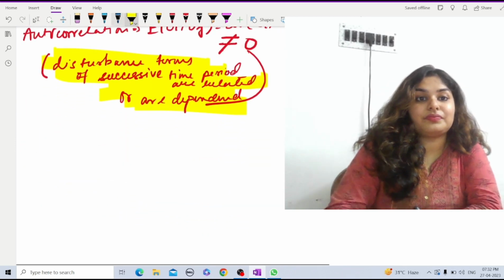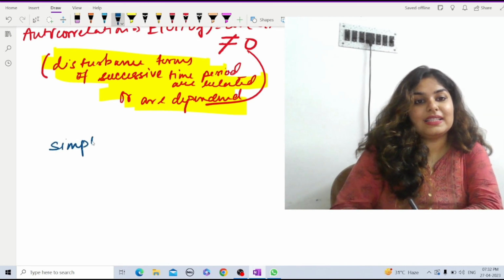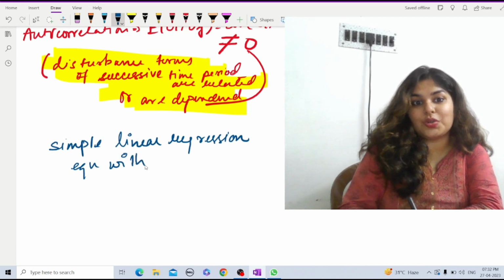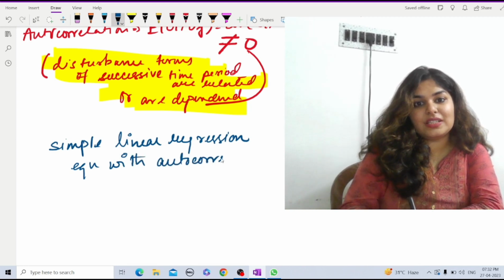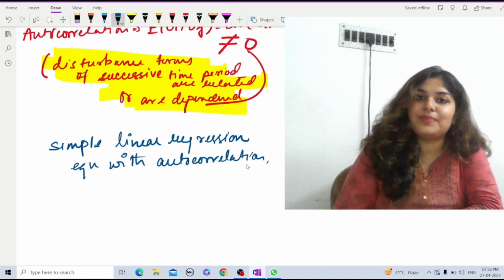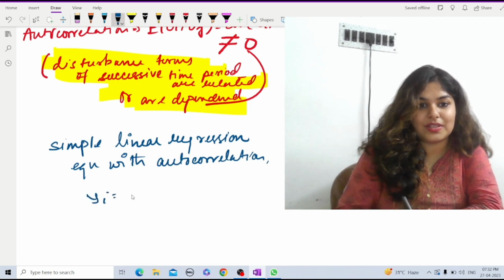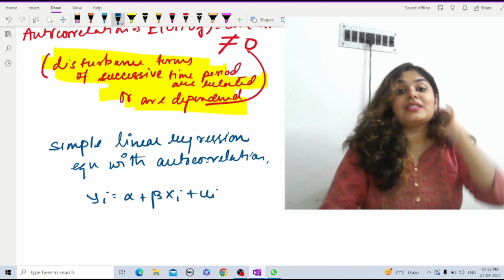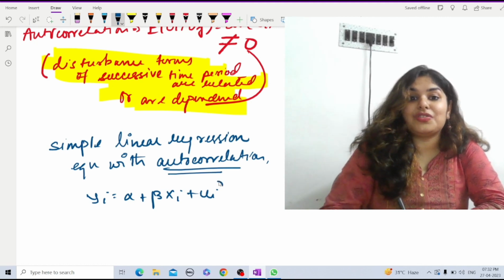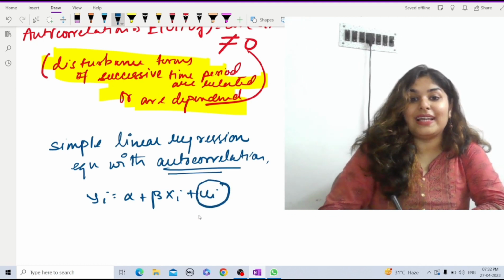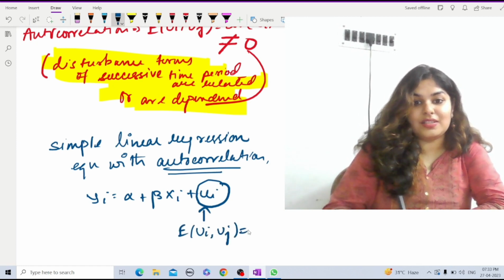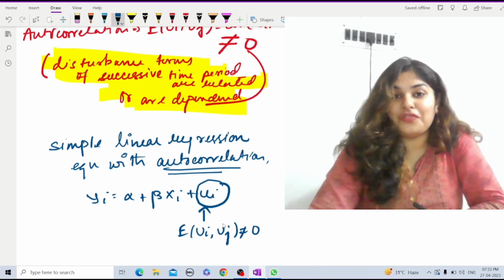Let us write down a simple linear regression equation with autocorrelation. Okay, so when I'm writing down the equation, it will look like any other simple linear regression, that is yi is equal to alpha plus beta xi plus ui. Now since there is this problem of autocorrelation, I can say that for this ui, E of ui uj is no longer equal to 0, so it will not follow CLRM.